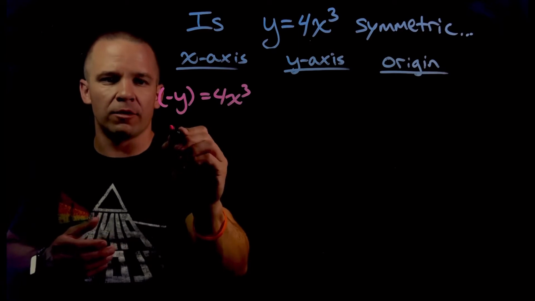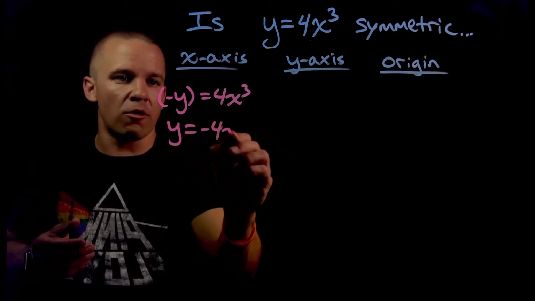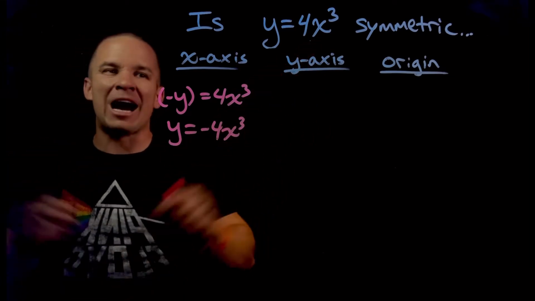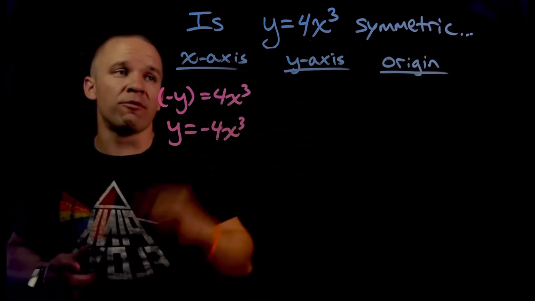Well, no, because I'm going to have negative y equals 4x cubed, or you can have y equals negative 4x cubed. That is different than the original. So, nope, it's out. X-axis symmetry does not exist for this particular function. Let's hop over to the y-axis.